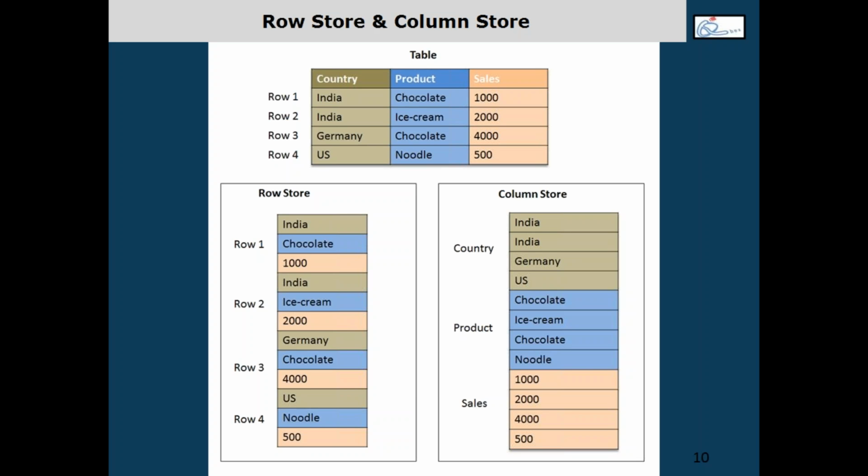So can I base it like this? When you're reading certain columns of a table, column store is faster. When you're trying to read a particular row, a particular record of a table, then row store is faster. Pretty logical.